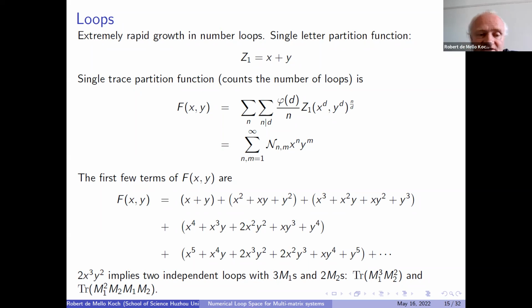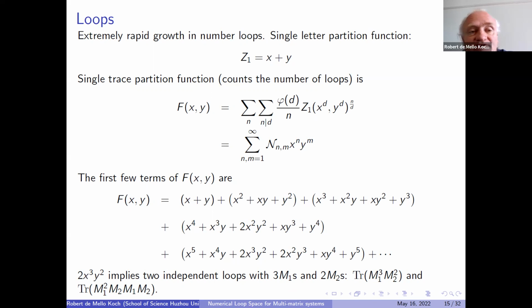So here I've shown you f of x comma y on the bottom slide. You can see there's a 2x cubed y squared term. That 2x cubed y squared is telling you there are 2 independent loops constructed using 3 M1s and 2 M2s. And if you check, it tells you that those 2 loops are trace of M1 cubed M2 squared and M1 squared M2 M1 M2. Now, this grading is useful if you want to count the number of loops with a given number of M1s and M2s. Another interesting quantity is just the total number of loops.